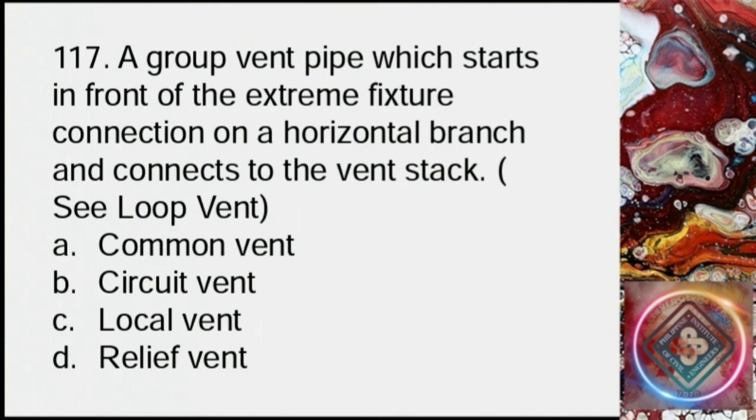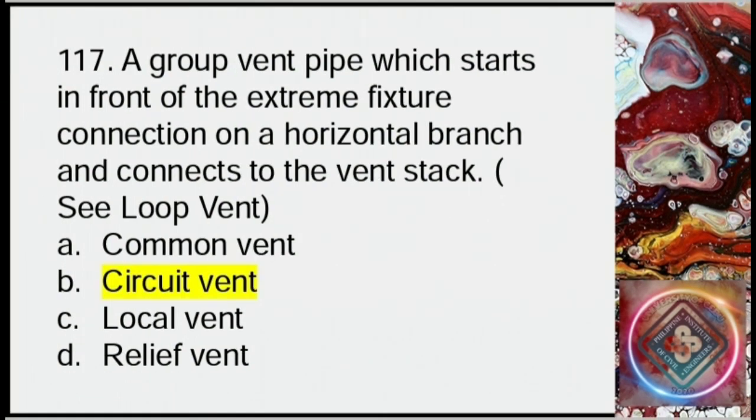117. A vent pipe which starts in front of the extreme fixture connection on a horizontal branch and connects to the vent stack. A. Common vent, B. Circuit vent, C. Local vent, D. Relief vent. B. Circuit vent.